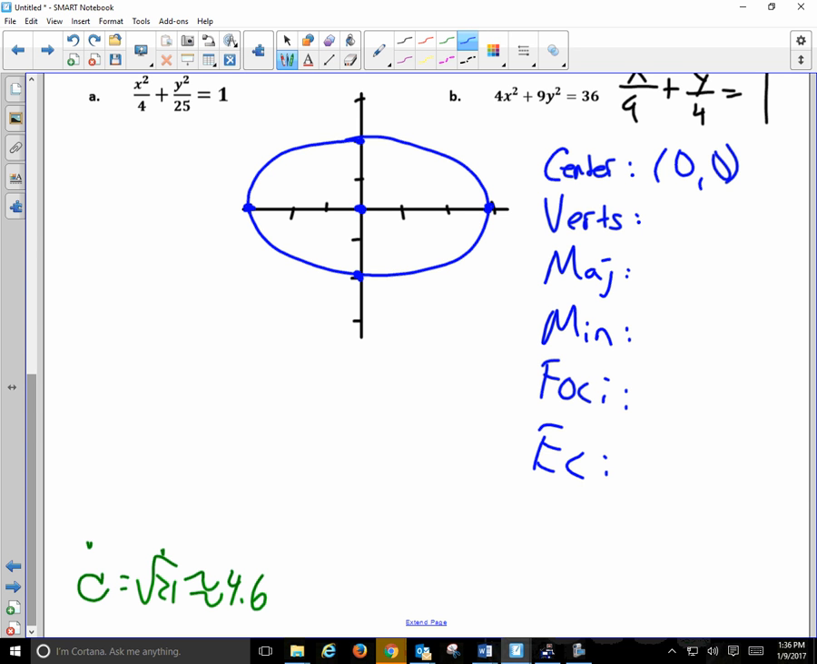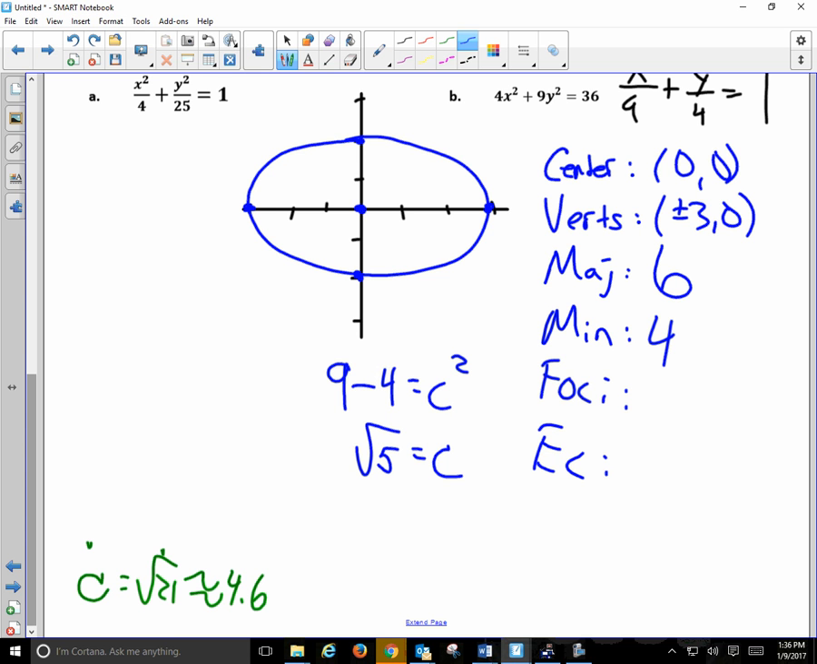So, location of vertices. Length of the major axis, minor axis, foci and eccentricity. What value do I have to find? c. So I take a squared minus b squared, which is c squared. So I get 5 is c squared, or the root of 5 is equal to c. That means the square root of 5, which is approximately 2.2.